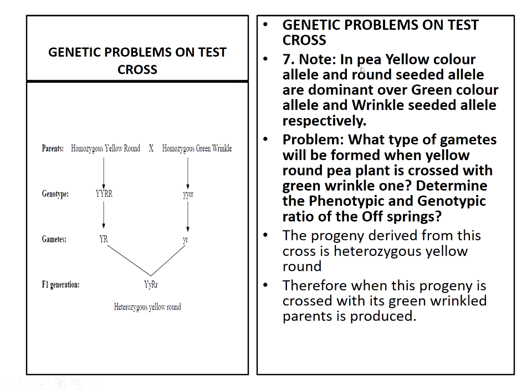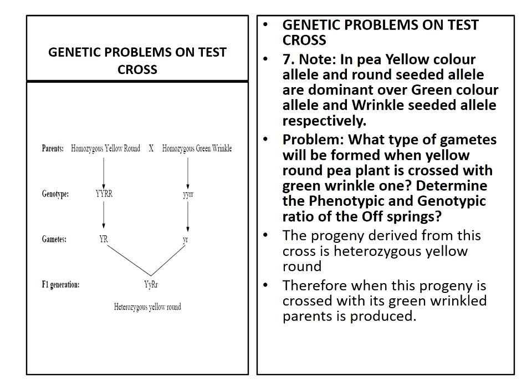The first problem is: in a pea, yellow color allele and round seeded allele are dominant over green color allele and wrinkle seeded allele respectively. Now the problem is, what type of gametes will be formed when a yellow round pea plant is crossed with a green wrinkle one? So determine the phenotypic and also genotypic ratio of the offsprings. Here also we have to find out the phenotypic and genotypic ratio of the offsprings.